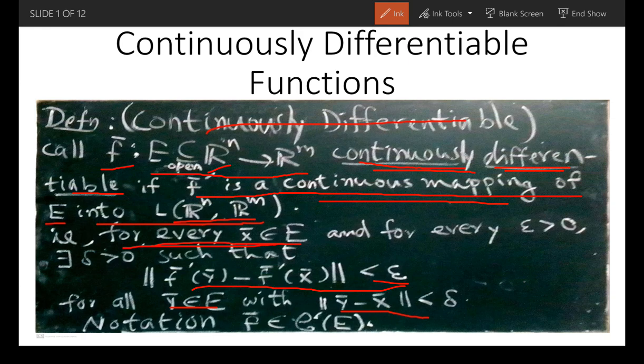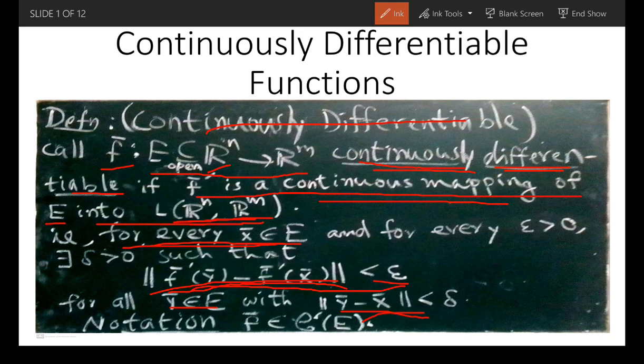Okay. So what is meant by this norm of f dash of y minus f dash of x? Remember, both f dash of y and f dash of x, they are linear transformations from Rn to Rm. So they belong to L of Rn, Rm. So this norm here, that is the norm of L of Rn, Rm, or in other words the operator norm of the linear transformation f dash. Their difference must be less than epsilon whenever norm of y minus x is less than delta.